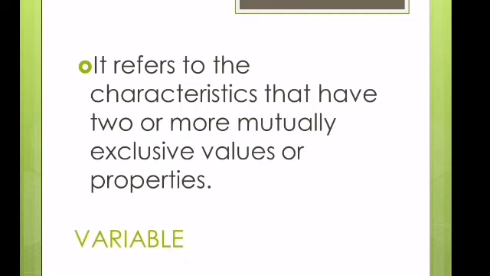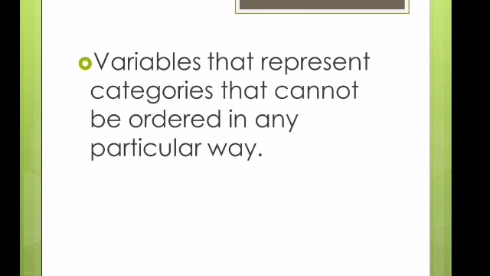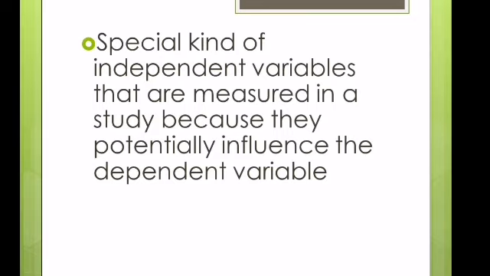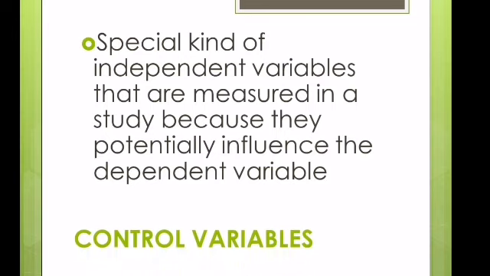Next question. Variables that represent categories that cannot be ordered in any particular way. You got it right. That is nominal variable. Next question. A special kind of independent variable that are measured in a study because they potentially influence the dependent variable. Excellent. That is control variables.